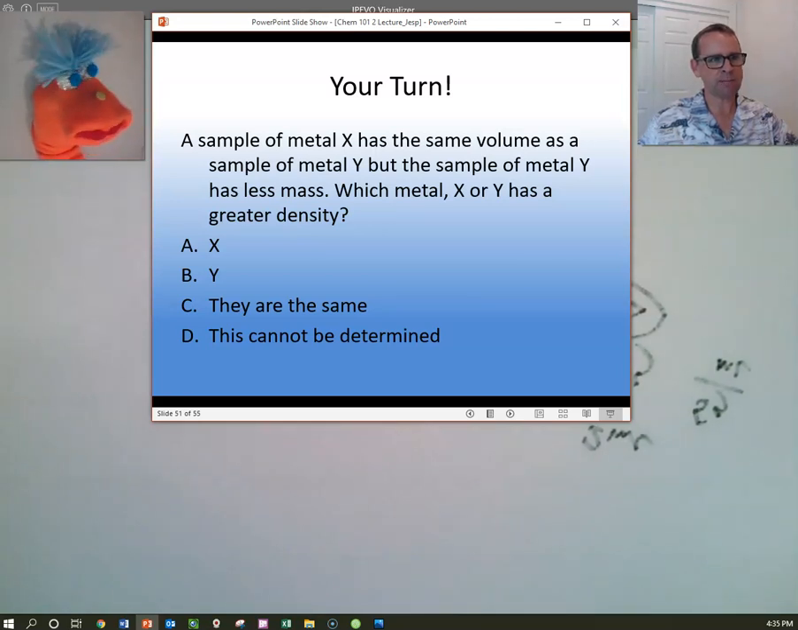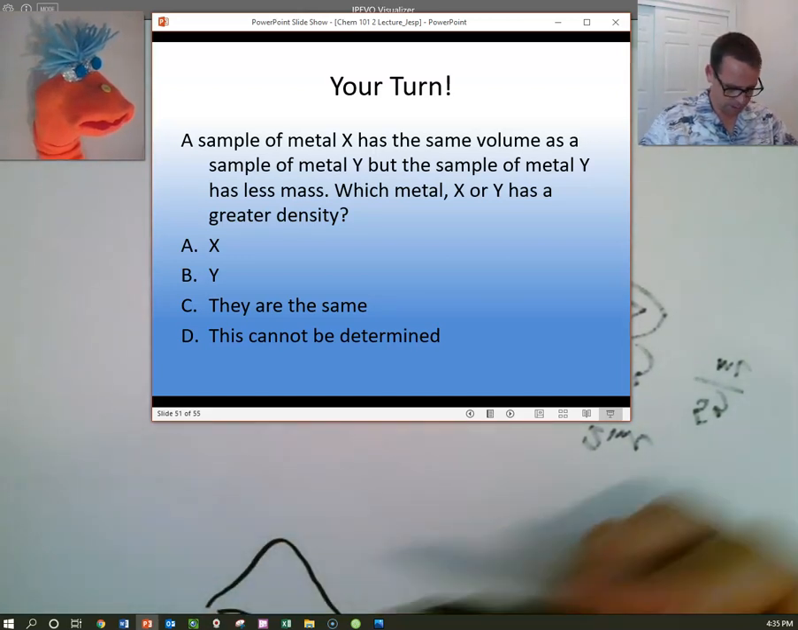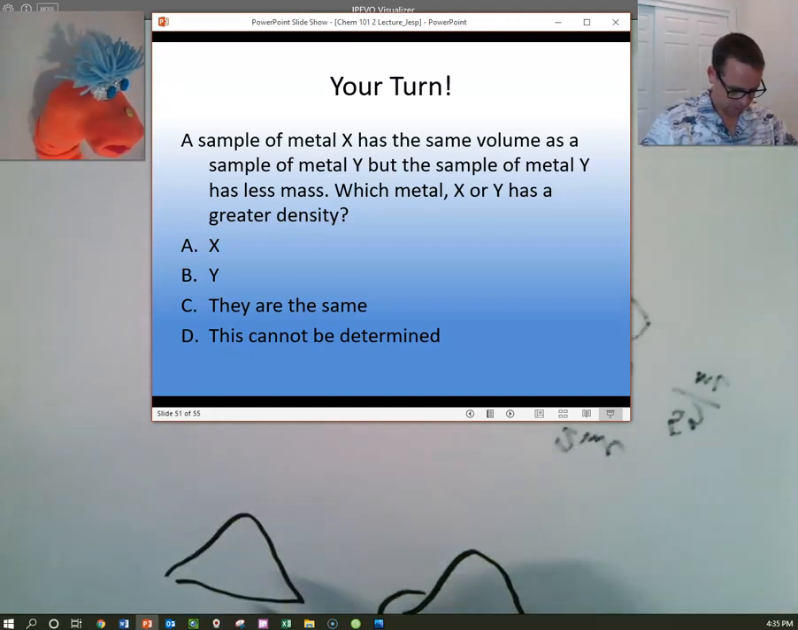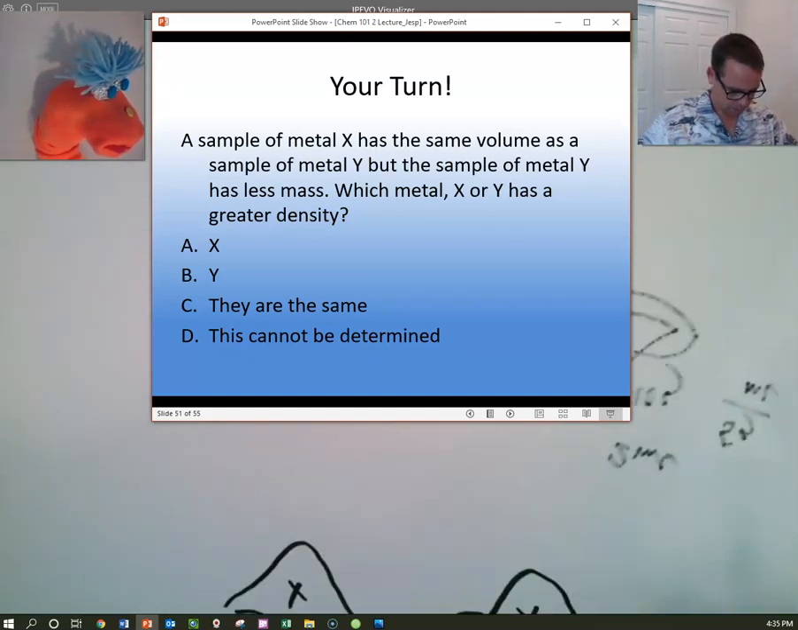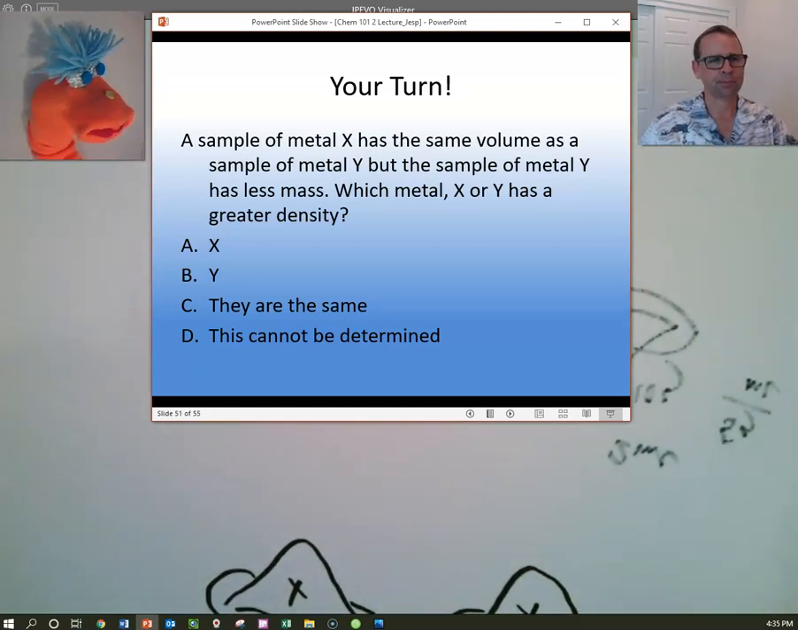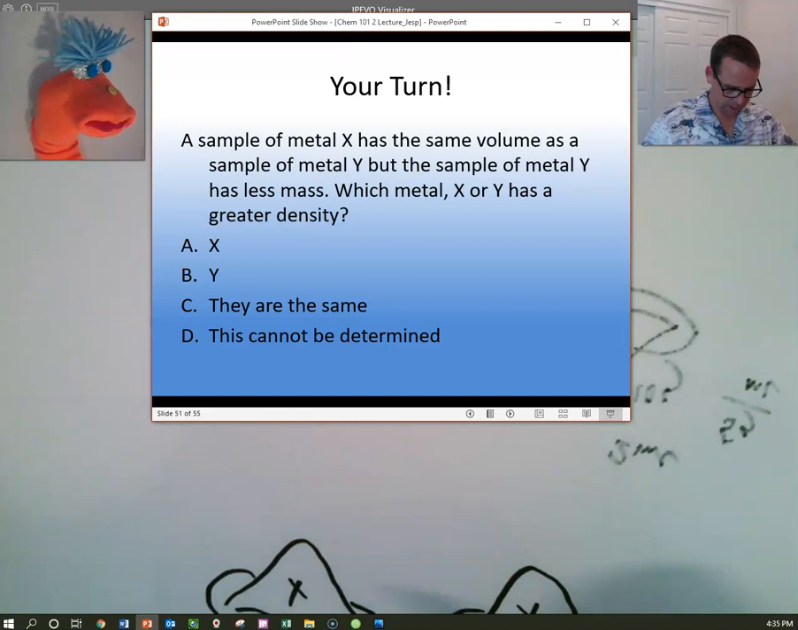Same volume. They have the same volume. Okay, so I have the same volume, so I have to draw them with the same volume this time. Here's my X, here's my Y. Which one has a larger mass? Sample X has more mass. Okay. Y has less mass, so sample X has more.